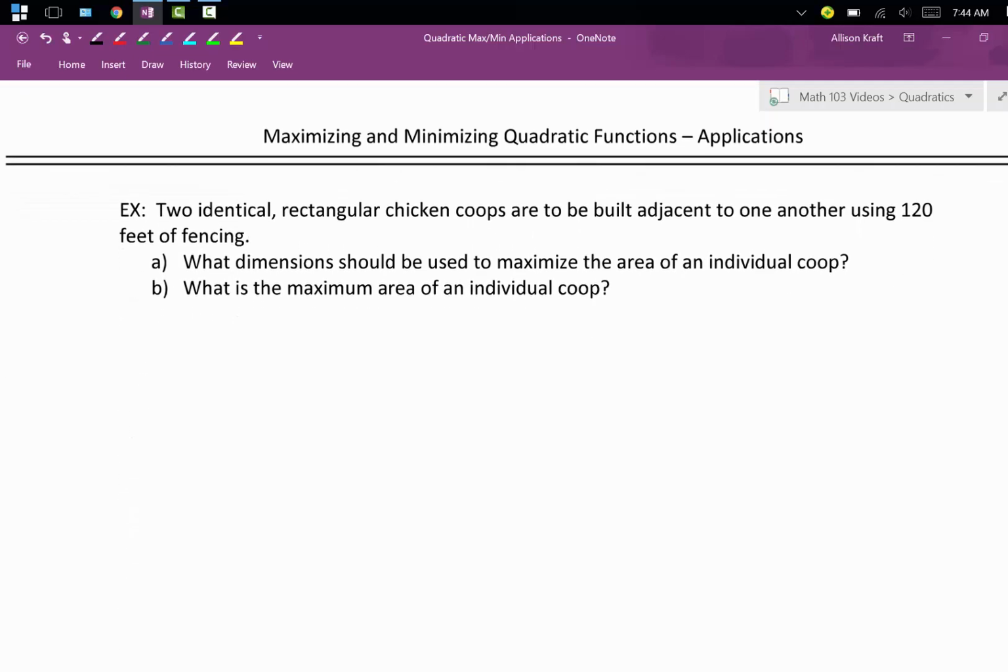In our next example, the quadratic function was not given to us. We are going to have to derive that function. Two identical rectangular chicken coops are to be built adjacent to one another using 120 feet of fencing. The first thing we want to do is draw a diagram. Let's see what these chicken coops would look like.